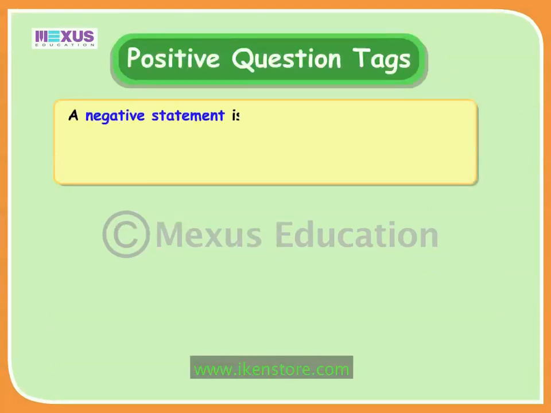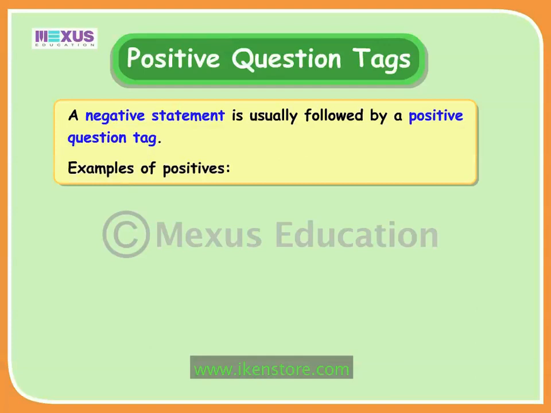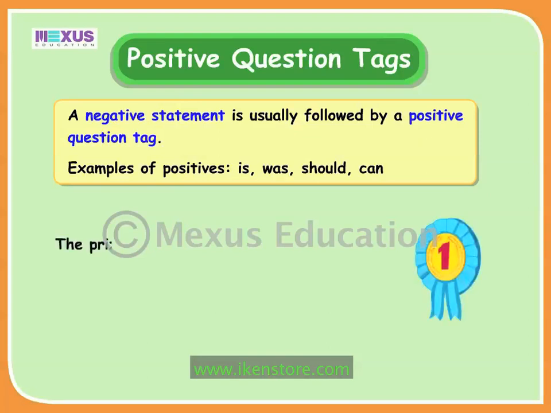A negative statement is usually followed by a positive question tag. Words such as is, was, should, can, and so on are some examples of positives. The statement, "The prize will not be given," is negative. Here, we use a positive question tag, "Will it?" The pronoun form of the subject, prize, has been used in this tag.